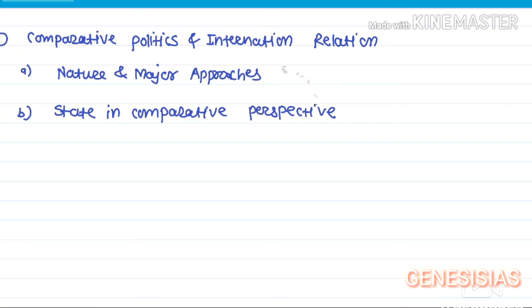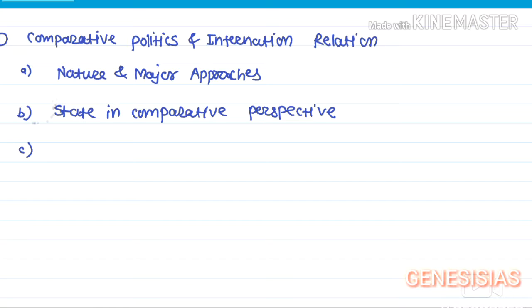Characteristics and changing nature of state in capitalist and socialist economies and advanced industries and developing society. In this session, it includes these things. Then next is politics of representation and participation. It includes political parties, pressure groups, and social movements in advanced industrial and developing societies.